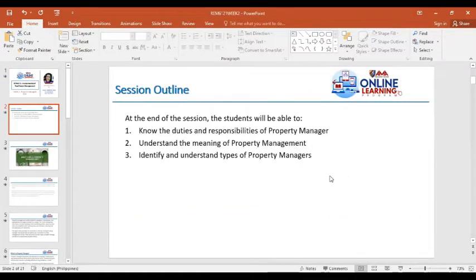So we have the session outline. At the end of the sessions, the students will be able to know the duties and responsibilities of a property manager, understand the meaning of property management, and identify and understand the types of property managers.